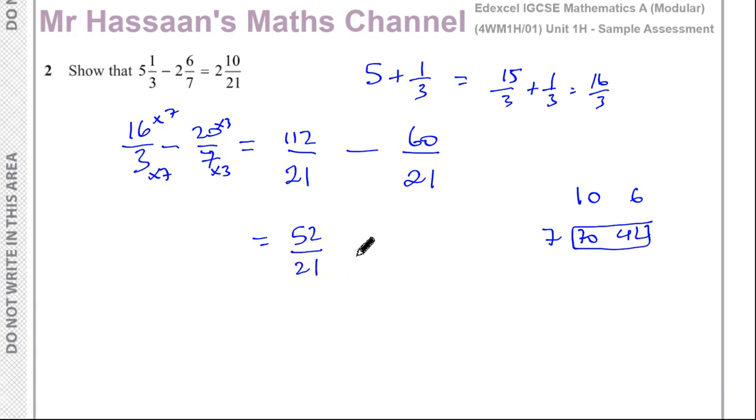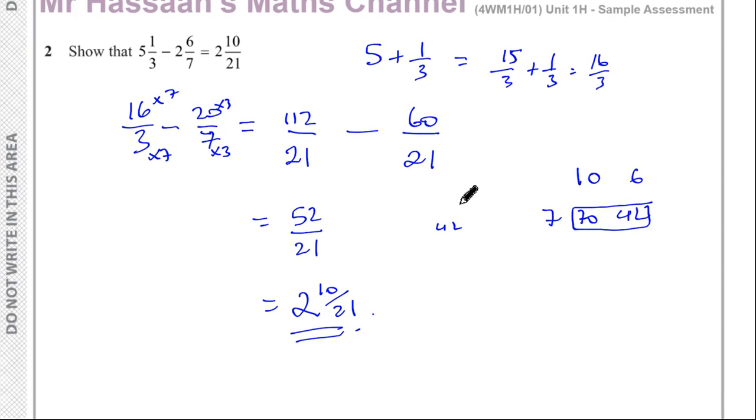And now we have to write this as a mixed number. 21 goes into 52 2 times. You can think of it like this if you want to. 2 times 21 is 42, so the remainder is 10, and you have 10 over 21, which is exactly what we've shown here. So that's exactly what we have to show. We got the right answer, and that's how you deal with such a question.